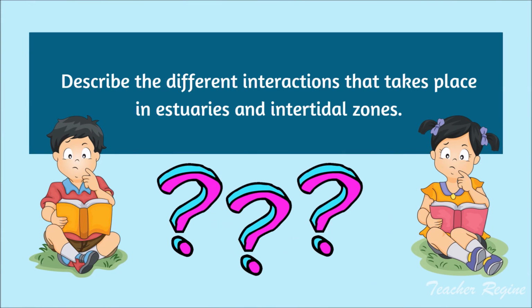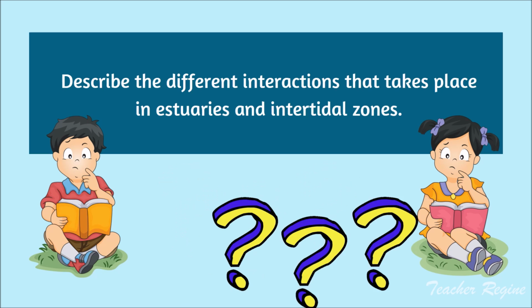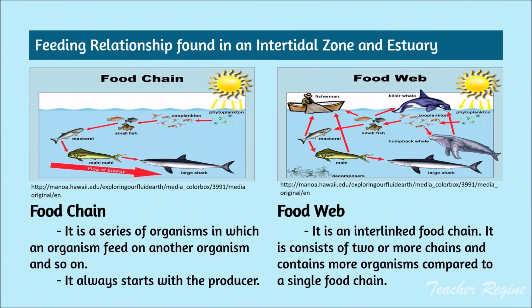Describe the different interaction that takes place in estuaries and intertidal zones. Feeding relationship found in an intertidal zone or estuary. Food chain. It is a series of organisms in which an organism feed on another organism and so on. It does always start with the producer. Food web. It is an interlinked food chain. It consists of two or more chains and contains more organisms compared to a single food chain.